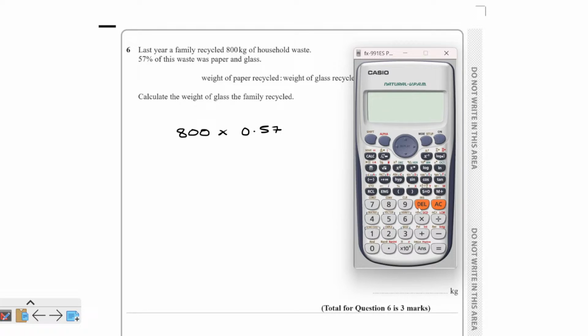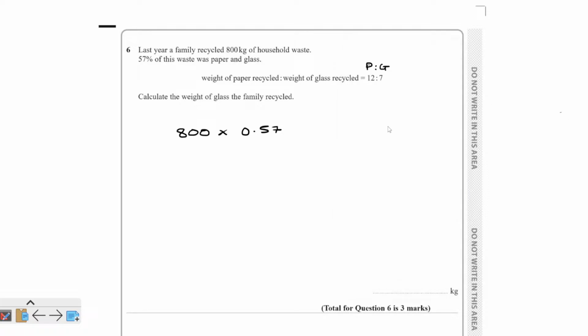Grab our calculator, 800 times 0.57% is 456 kilos. So that is the total of the paper and the glass, isn't it? Now I can use this to share out my ratio.